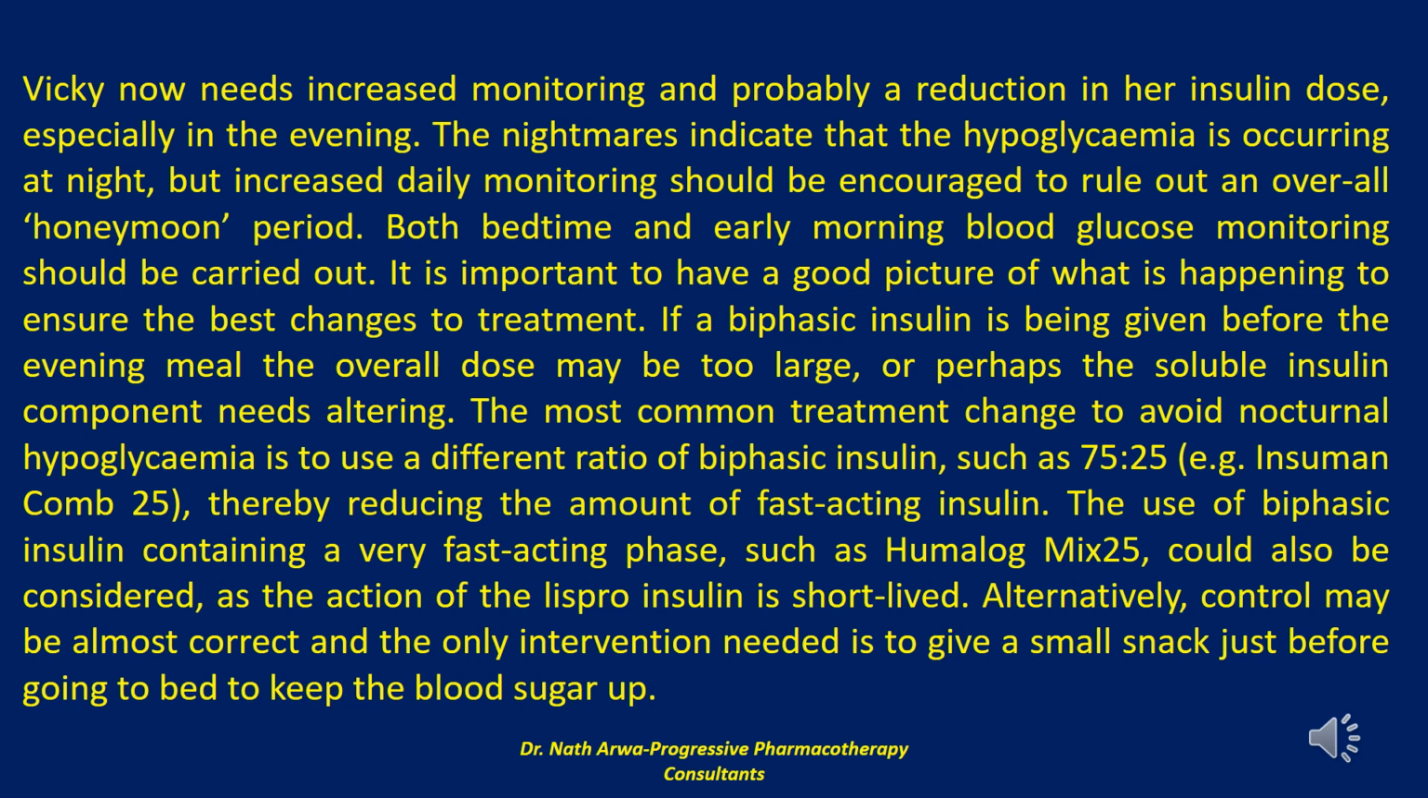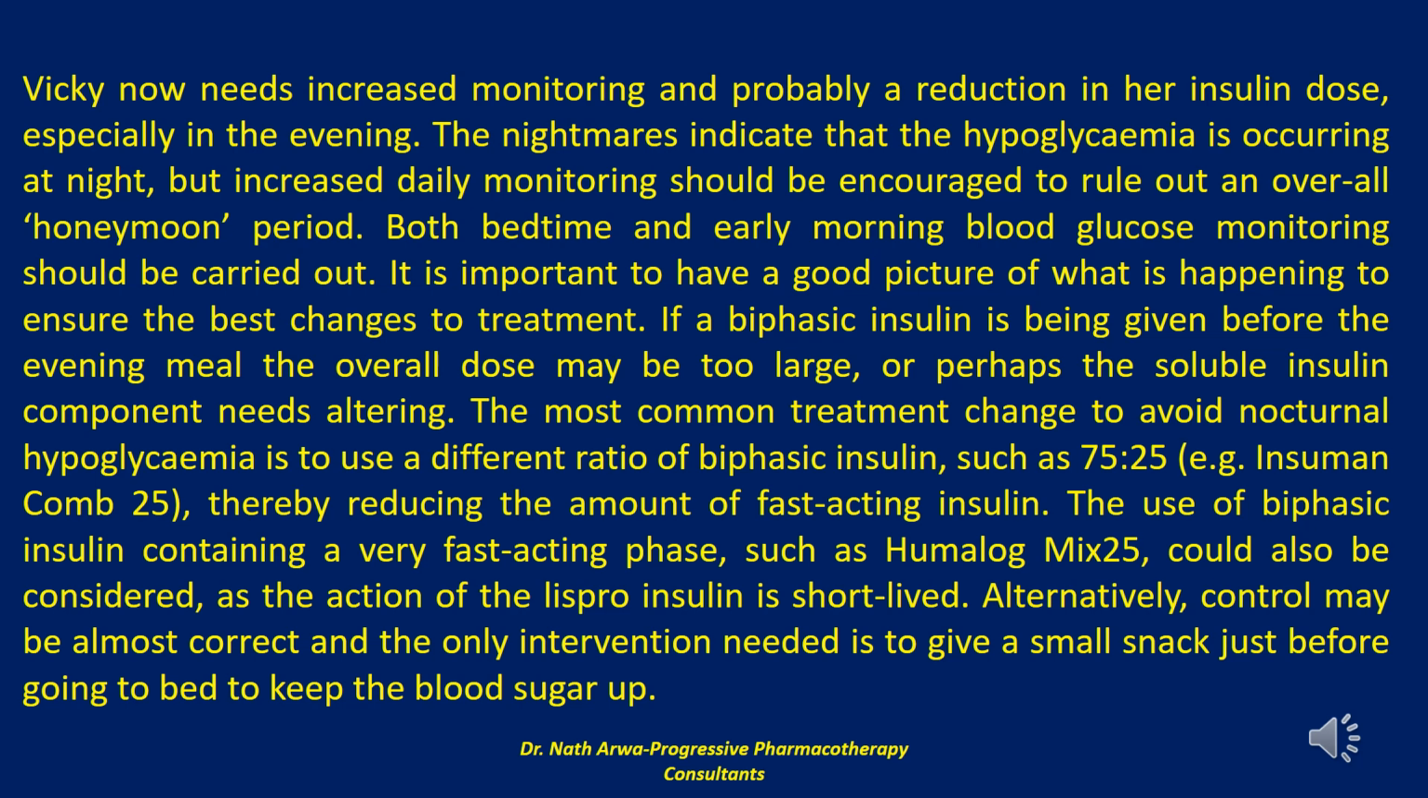If a biphasic insulin is being given before the evening meal, the overall dose may be too large, or perhaps the soluble insulin component needs altering. The most common treatment change to avoid nocturnal hypoglycemia is to use a different ratio of biphasic insulin, such as 75:25, e.g. Insulin COM 25, thereby reducing the amount of fast-acting insulin. The use of biphasic insulin containing a very fast-acting phase, such as Humalog Mix 25, could also be considered, as the action of the Lispro insulin is short-lived.